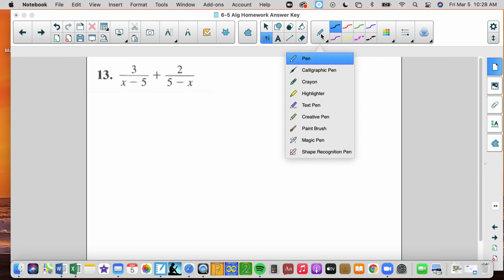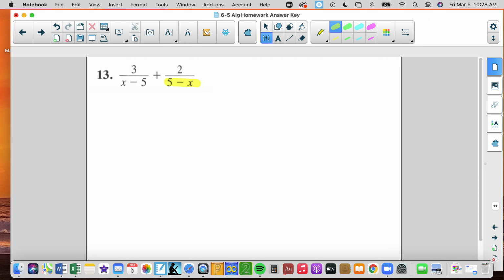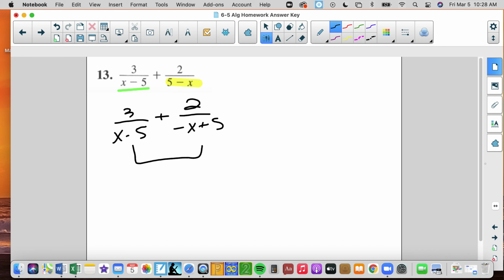Look what happened here. These are not like terms. You see that they are different. That's x minus 5. That's 5 minus x. And one of the things that we have to be aware of in this problem is that this one is not in standard form. So the first thing that I'm going to want to do is write it in standard form. And that's when we notice that these are not the same. Okay, so those aren't the same at the moment, so we can't combine their numerators. The only time we can combine numerators is when we have the same denominators.